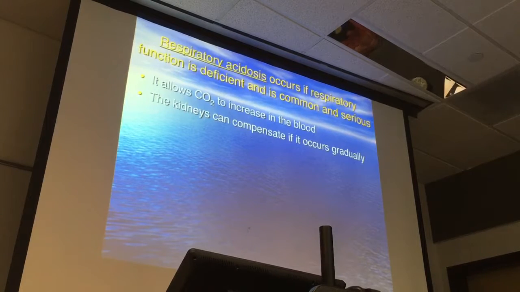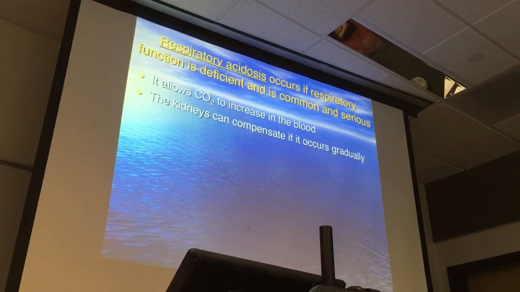Respiratory acidosis occurs because your respiratory system cannot remove enough carbon dioxide. CO2 builds up in your blood, carbonic acid builds up, hydrogen ions build up in your blood if you cannot remove enough CO2. Okay? So if you have CO2 build up in your blood because your respiratory system is compromised for whatever reason, you're going to have respiratory acidosis, and quickly your blood pH is going to drop below 7.35.